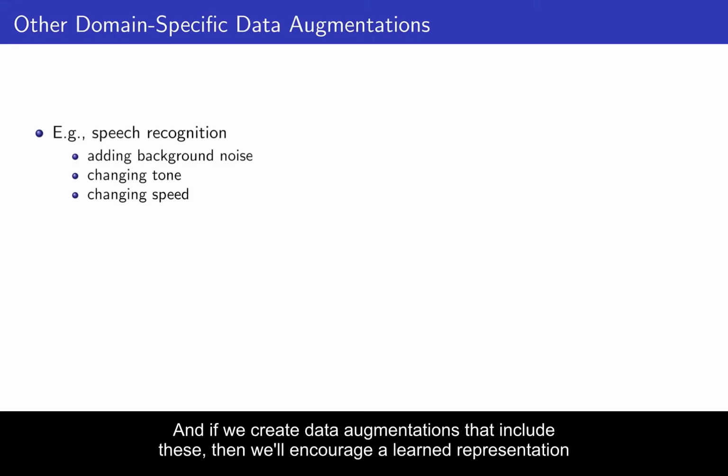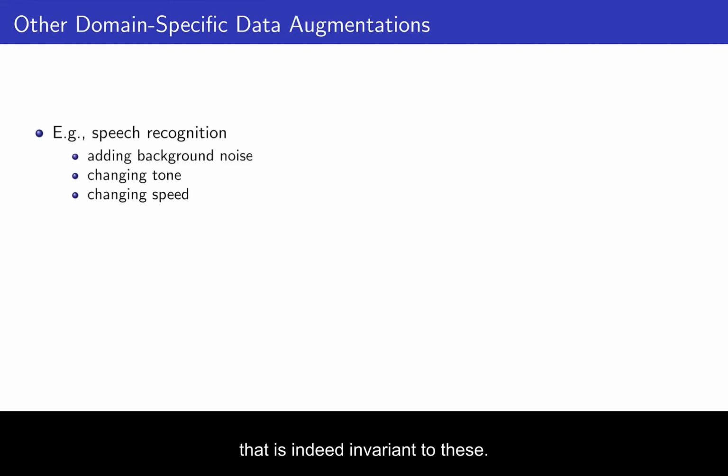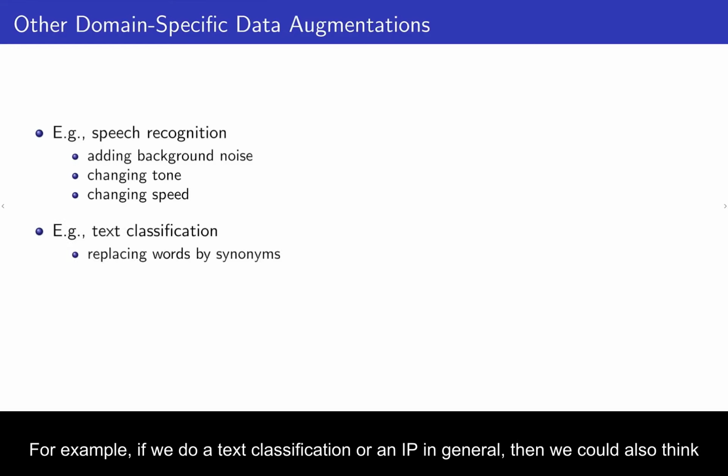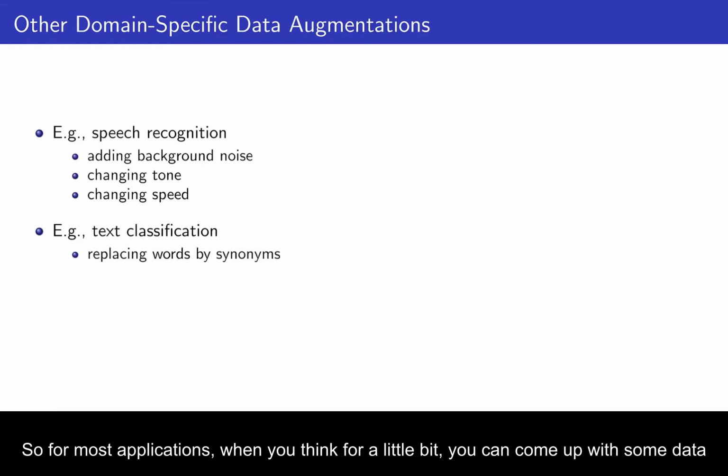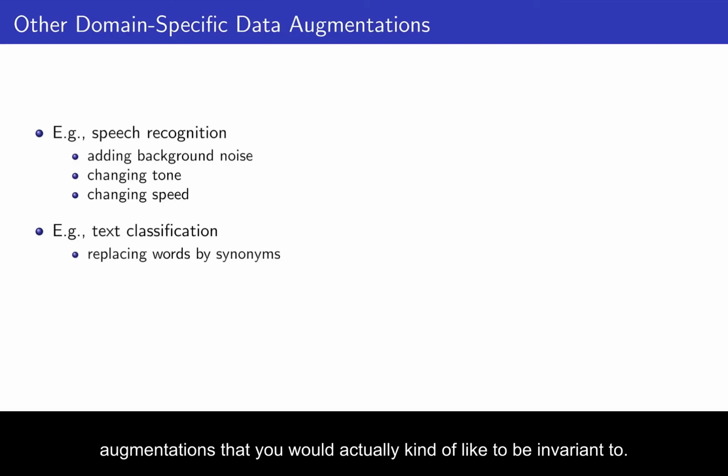And if we create data augmentations that include these, then we'll encourage a learned representation that is indeed invariant to these. For example, if we do text classification or NLP in general, then we could also think about replacing words by synonyms, etc. So for most applications, when you think for a little bit, you can come up with some data augmentations that you would actually like to be invariant to.